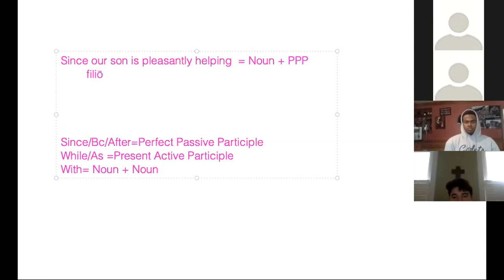And what's the word to help? Adiuvo. Yep, adiuvare. All right, adiuvo, adiuvare. So we need the fourth principal part, which is adiutus, and then I need to put it into the ablative, right? So what is that going to be?